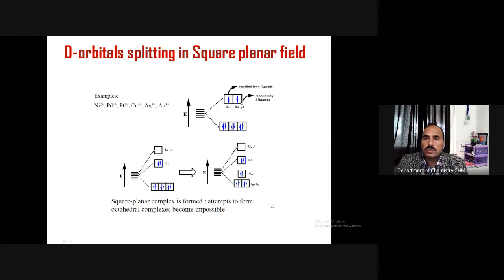Okay, dx square minus y square will be repelled by the four ligands coming along plus x, minus x, plus y, minus y directions. So because of that, when the ligand field starts to increase, this repulsion will be more. And there will be a time when these two orbitals will no longer want to be in the degenerate phase, because they are facing different amounts of repulsion from the ligands. So it will be turning like this.